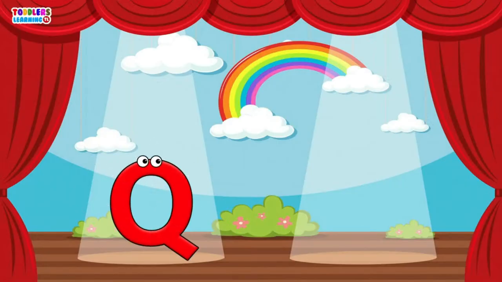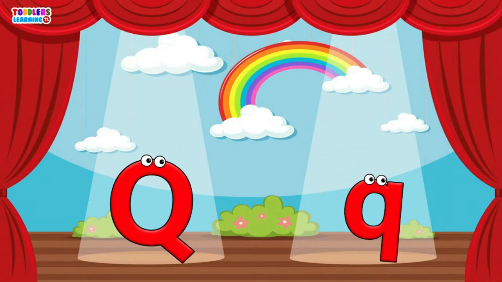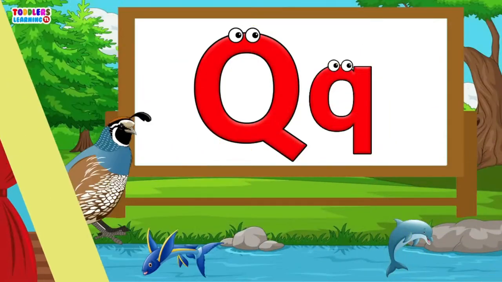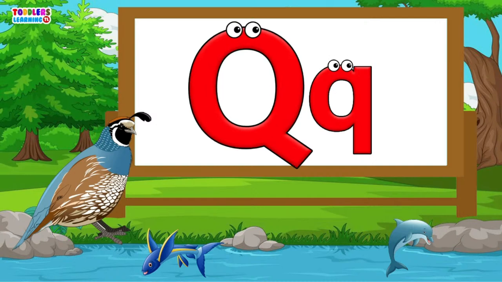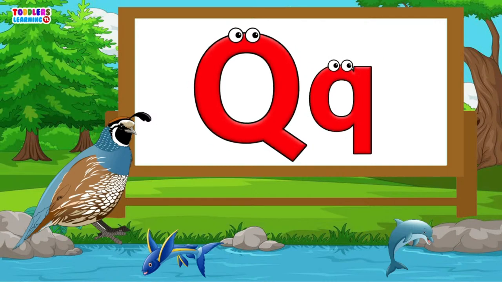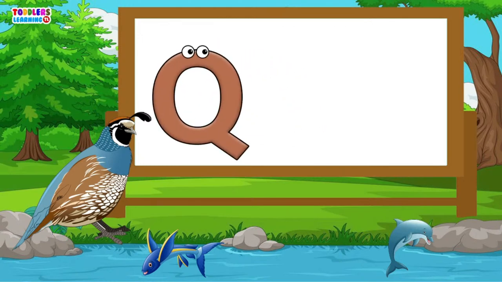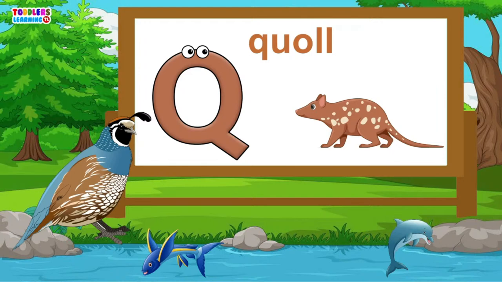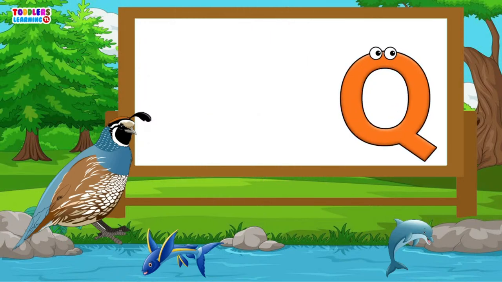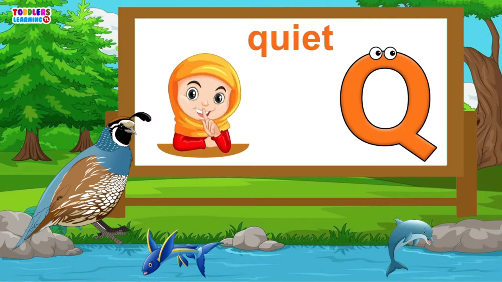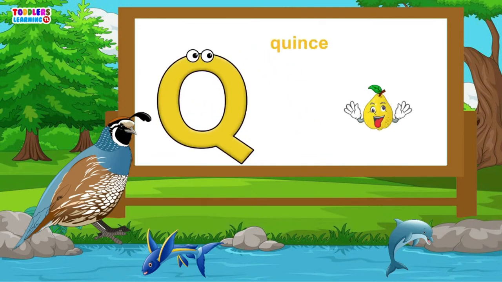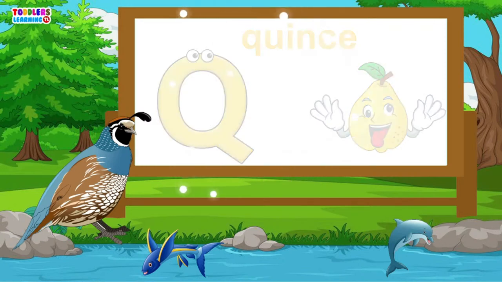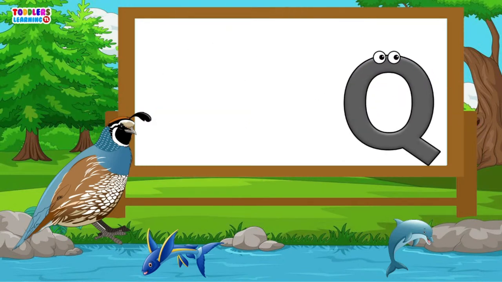This one is uppercase Q. This one is lowercase Q. Today we will learn different words that start with letter Q. Q. The sound of Q is qu. Q for quail. Q for quiet. Q for quince. Q for queen bee.